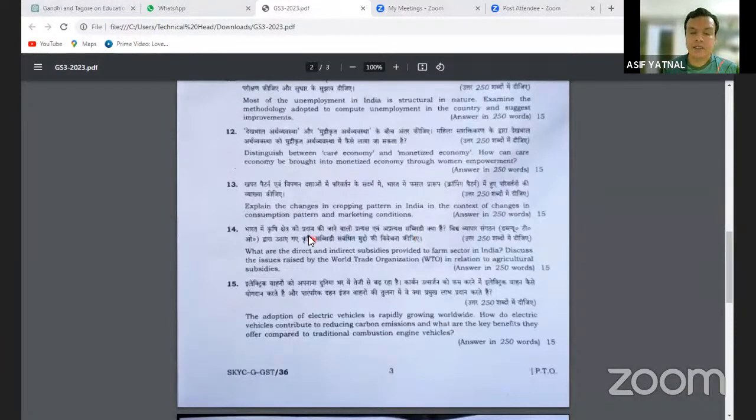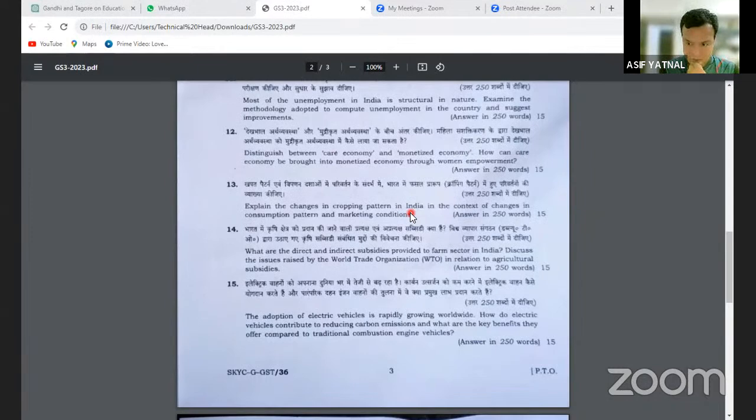Question number 13. Explain the changes in cropping patterns in India. I have always discussed about it. Can anybody tell me what are the factors responsible for the change in the cropping pattern in India in recent time? मैंने डिस्कस किया था cropping pattern. अशोक गुलाटी के articles. Many articles have been written in Indian Express with respect to the change in the cropping pattern in India.